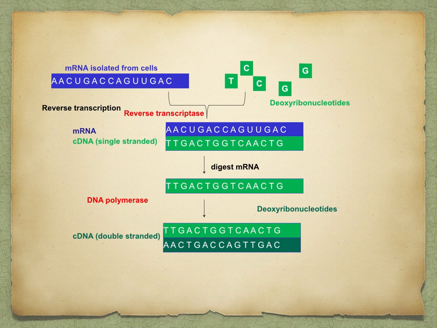So here's a nice diagram to illustrate what I've just discussed. You've got your mRNA that's been isolated from the cells. You use reverse transcriptase to make cDNA. And then you take that cDNA and you make another strand of DNA so that you've got your desired gene.